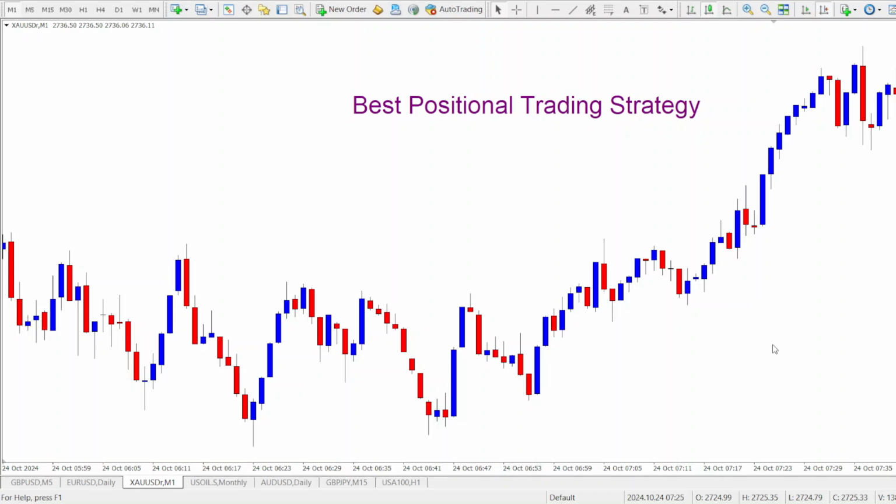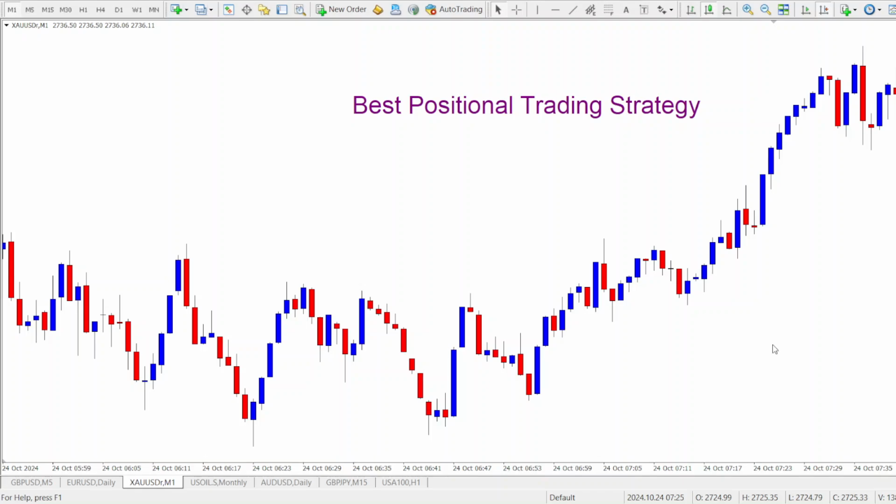All right, so positional trading is all about maintaining a long-term perspective. Unlike day trading where you might jump in and out of positions frequently, positional trading allows you to ride the waves of the market, capturing bigger moves over time. Now, this strategy can be incredibly beneficial, especially in the often unpredictable forex market.